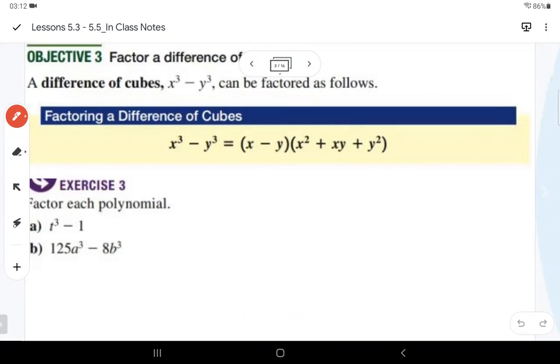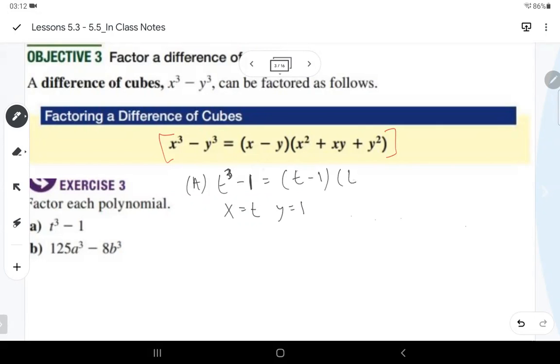Factoring a difference of cubes, you need to know this formula. Okay. So let's do A. T cubed minus 1. So it is a difference. In this case, our x is going to be t and our y is going to be 1. So anywhere you see in the pattern or in the formula where there's an x, we're going to put a t. Where there's a y, we're going to put a 1. So it's just going to be t minus 1.